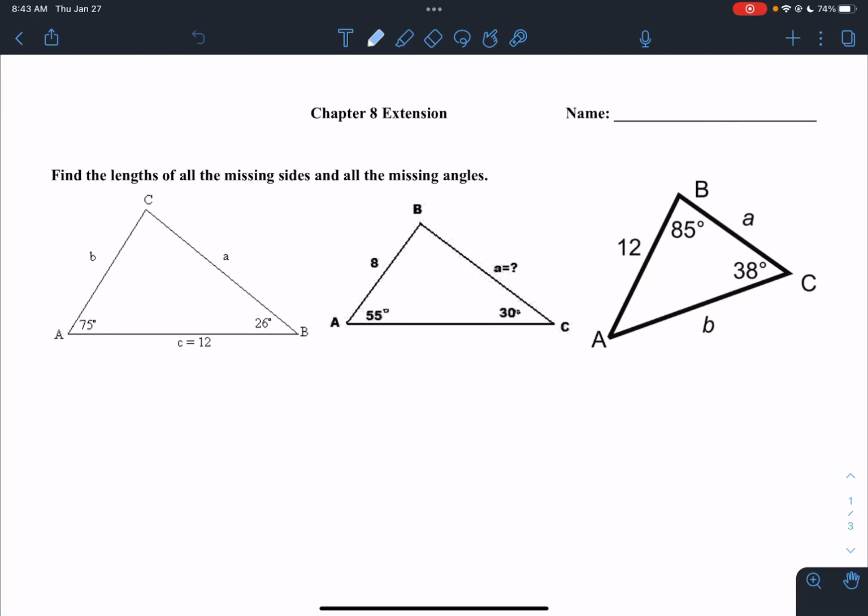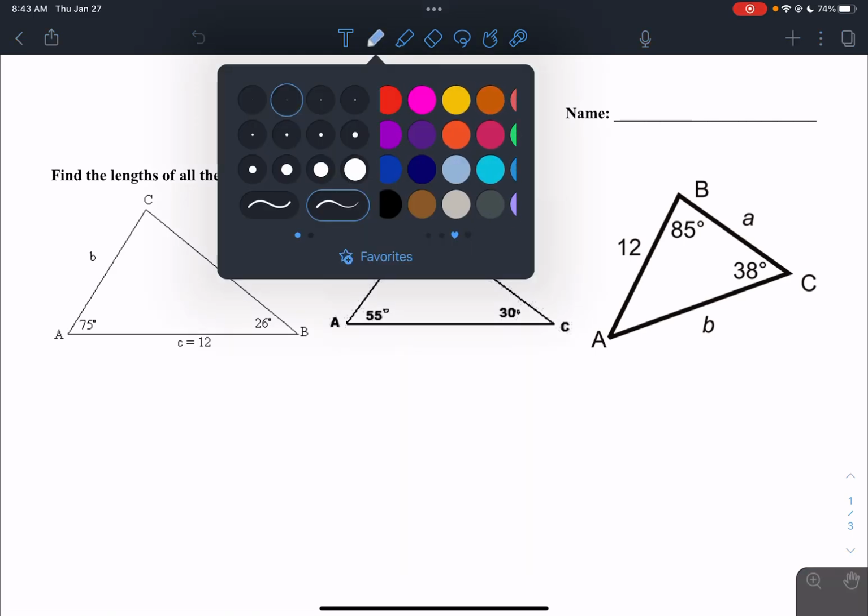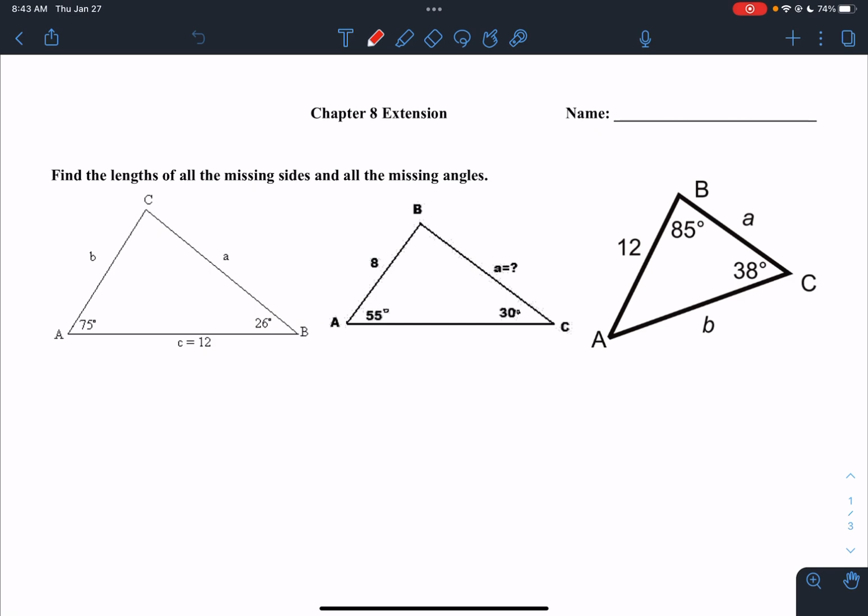Okay, so on this extension that we're going to be doing here, on the front side, you're just going to find all the lengths of the missing sides and the missing angles by using law of sines. So again, if I were doing this, I'd have to find the last angle that I'm missing right here, the angle C right there. So again, I can do 180 minus 75 minus 26 to find my last angle.